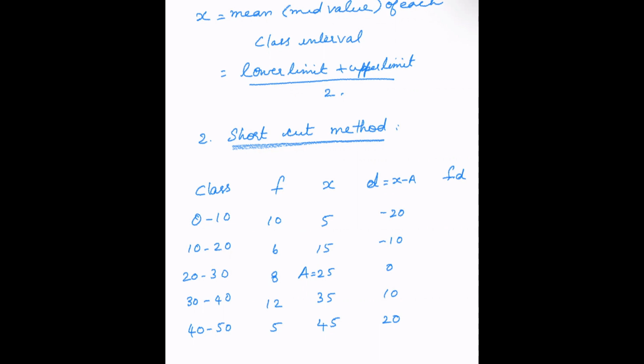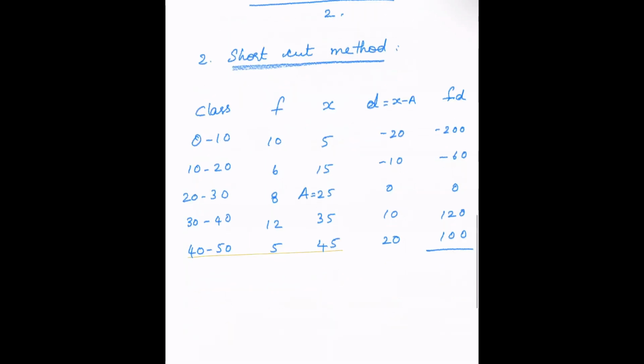F into d is negative 20 into 10 is negative 200. Negative 10 into 6 is negative 60. 0, 120, 100. Okay, so just need to calculate sigma f, sigma f into d. Sigma f we have already calculated, and that is 41. What is sigma fd? I am getting negative 40.